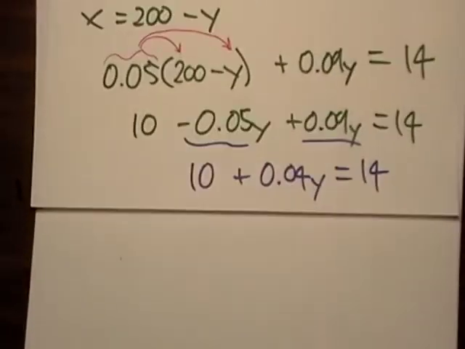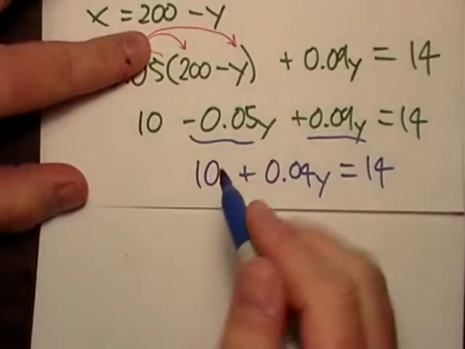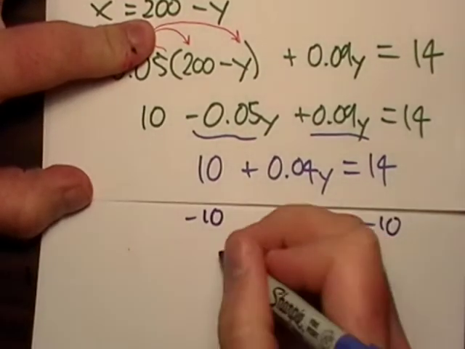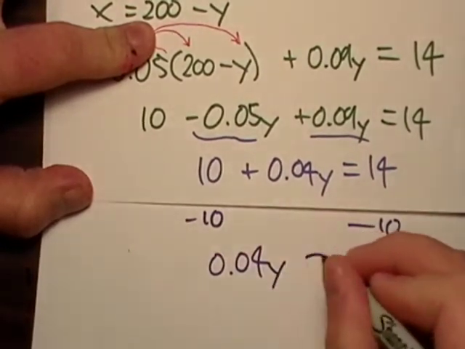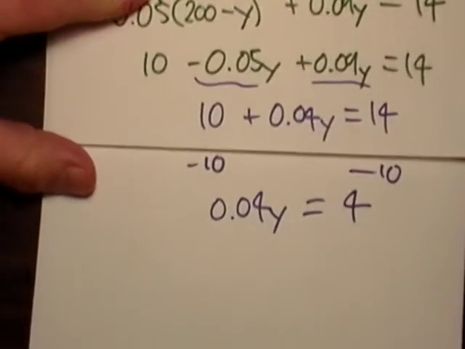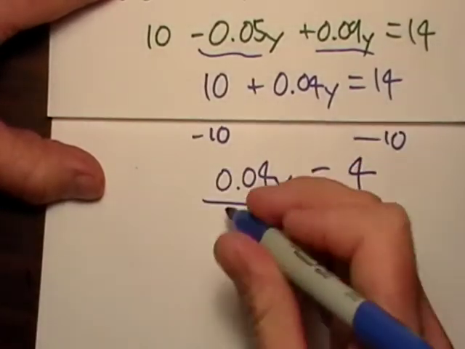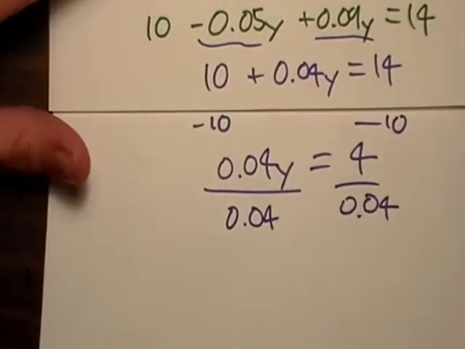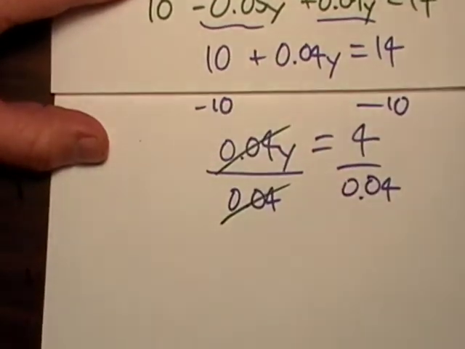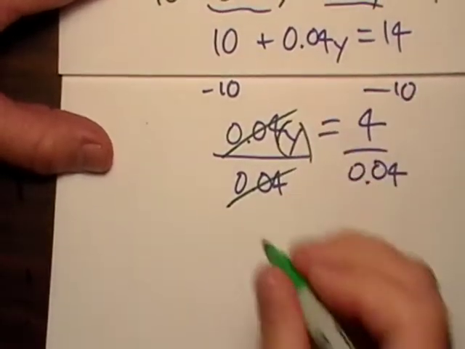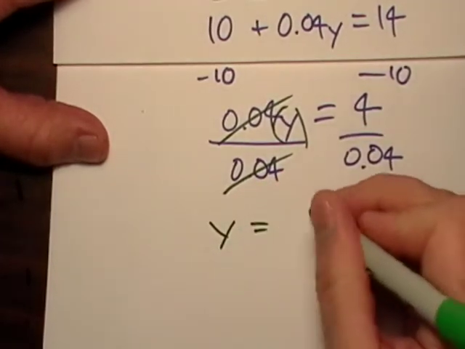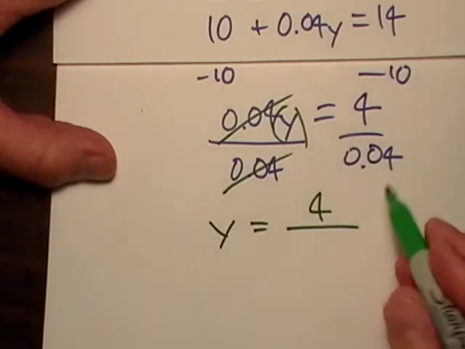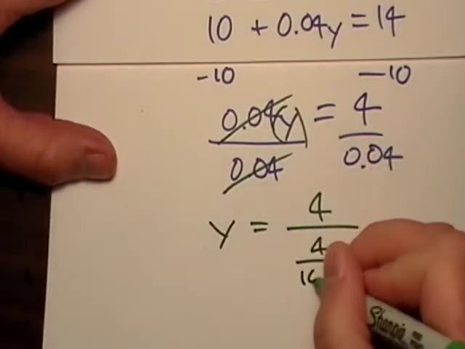Okay, so there's that. I subtract 10 from both sides. That gives me 0.04y equals 4. So I divide both sides by 0.04, and these cancel out. That leaves me with just the y. Y equals 4 over 0.04. Without a calculator, this is kind of easy to do because this is hundredths, so this is 4 out of 100.